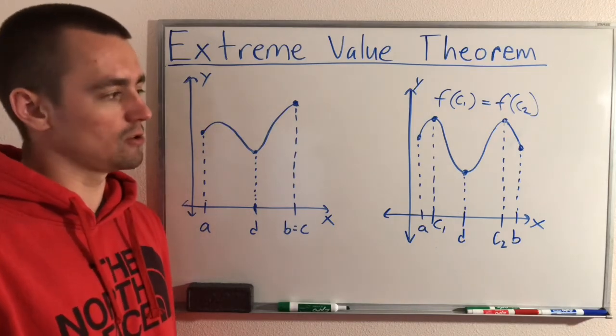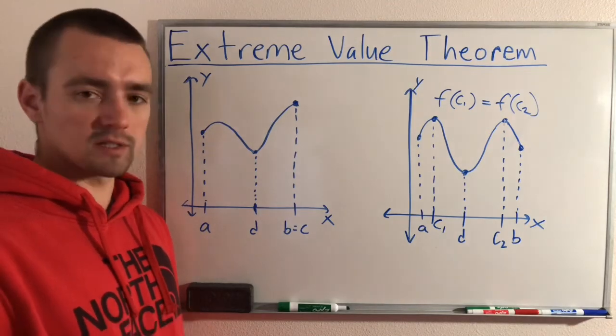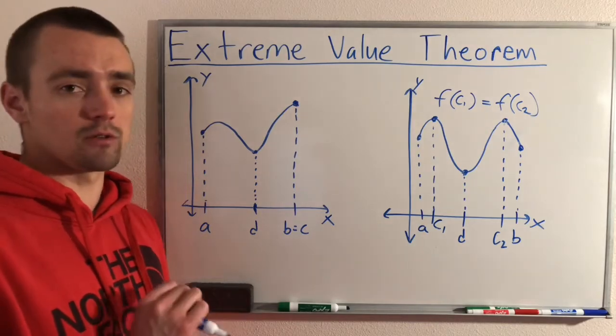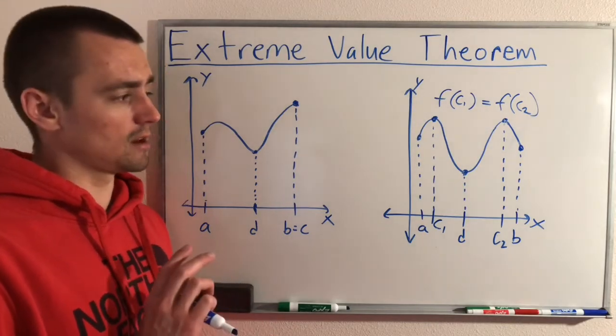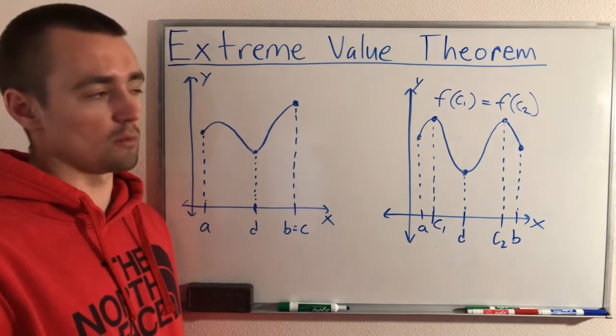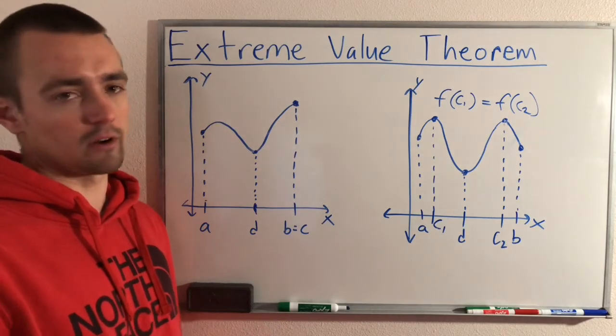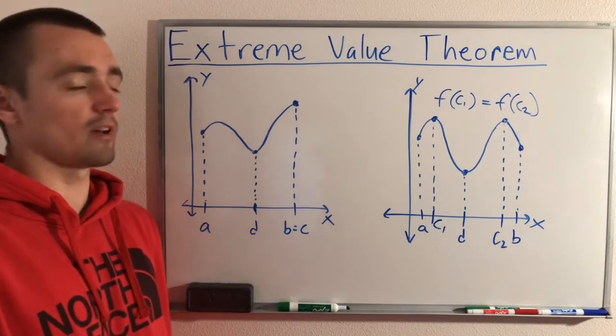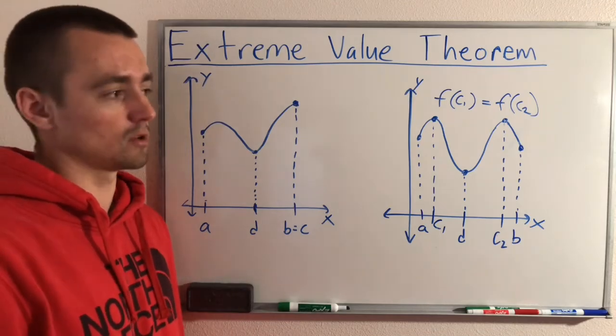But now what I want to show you is some examples where you can use the extreme value theorem to see that a function does not have an absolute maximum or minimum value. Or, at the very least, we can't use the extreme value theorem to say that it definitely does have one.